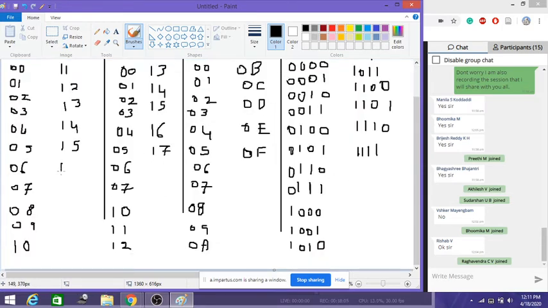Now the next number here is 16. Can anybody tell me what the next number in the octal is after 17?